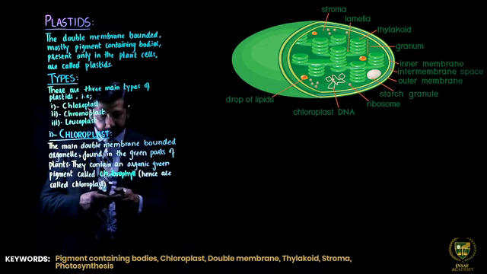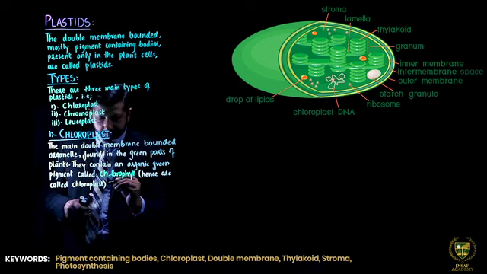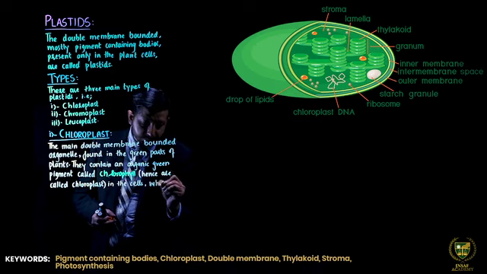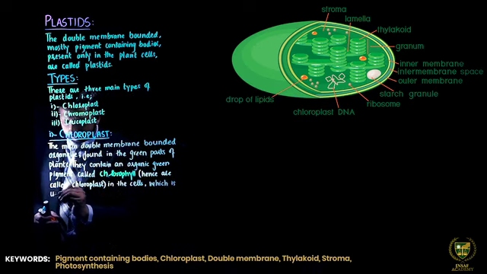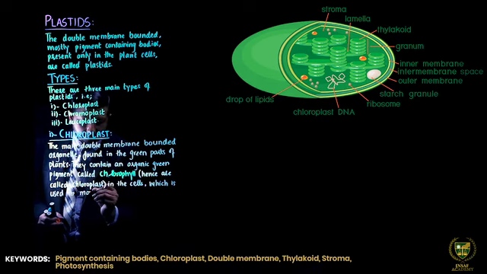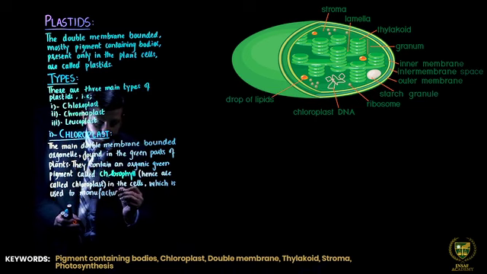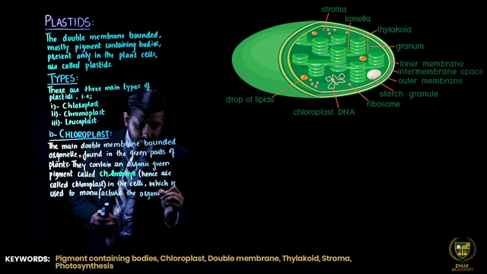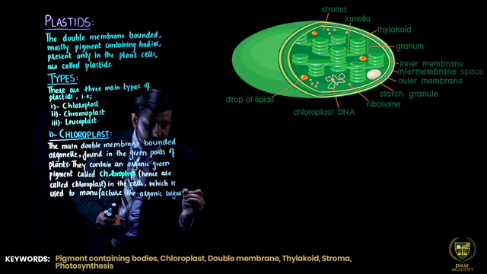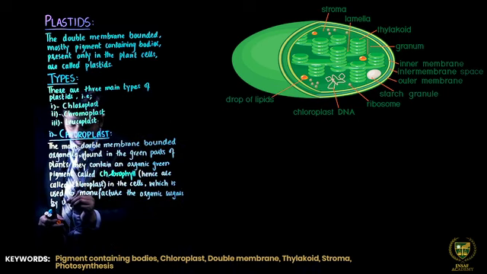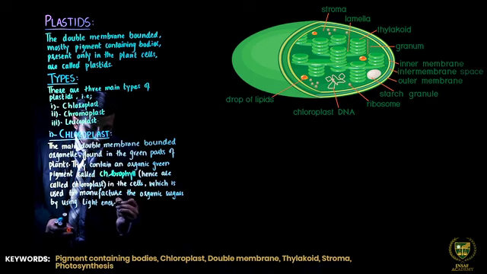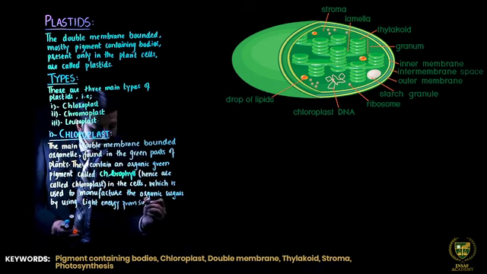And in the cells, which is used to manufacture the organic sugars by using light energy from sun. Clear?